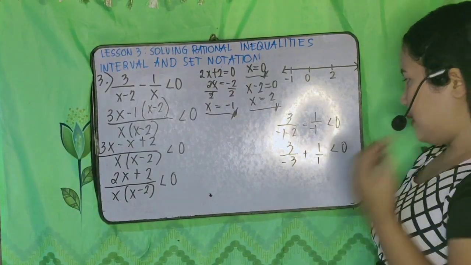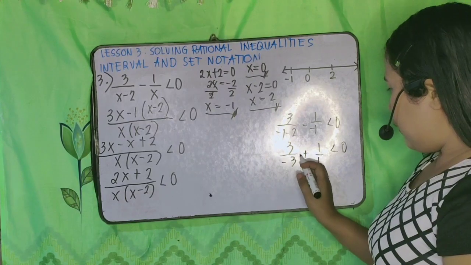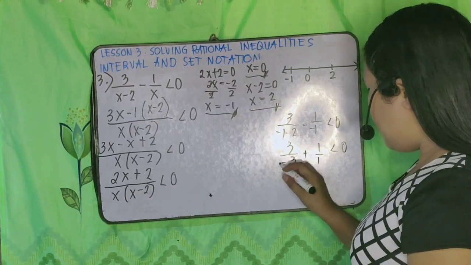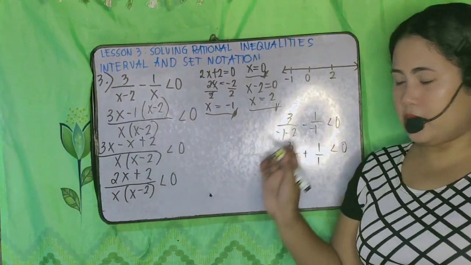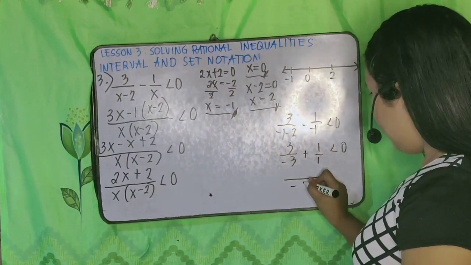Okay, so here, as you can see, 3 over negative 3. So, we will look for the LCD there. As you can see, let's try negative 3.